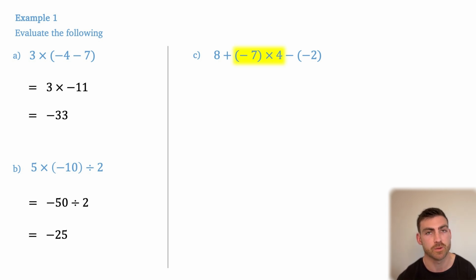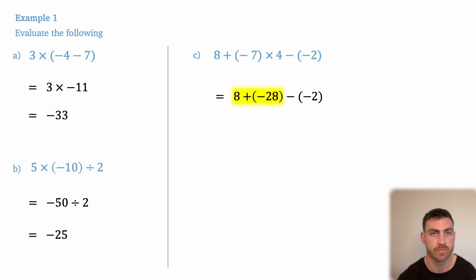Here is our first operation. -7 times 4. This equals -28. We carefully rewrite the operations we haven't answered yet in the next line. Now we realize we have addition and subtraction, so we complete from left to right as normal.